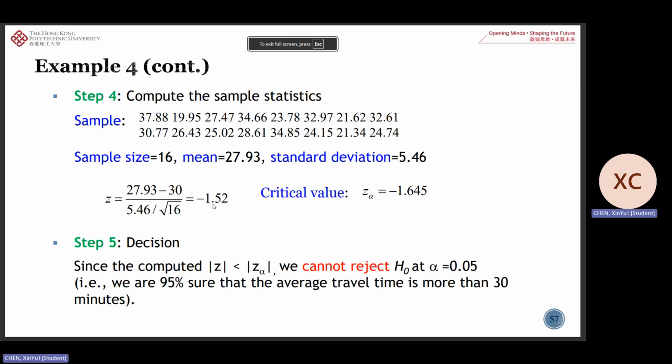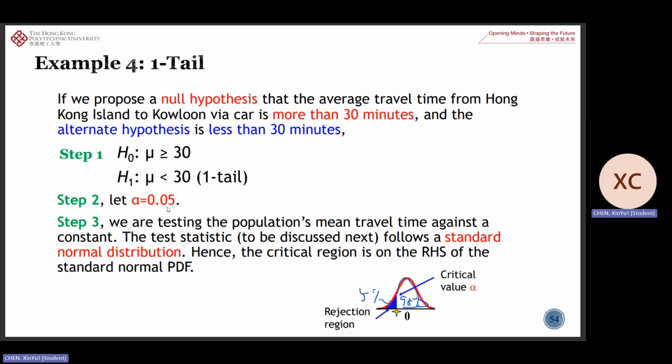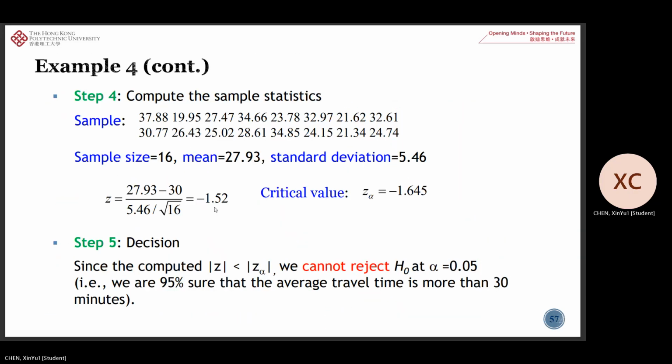Based on this, you can calculate the Z value for this example, which is minus 1.52. Based on the 95% level, alpha of 0.05, the critical value should be minus 1.645. So we can see this value is bigger than minus 1.645, so we cannot reject the null hypothesis.